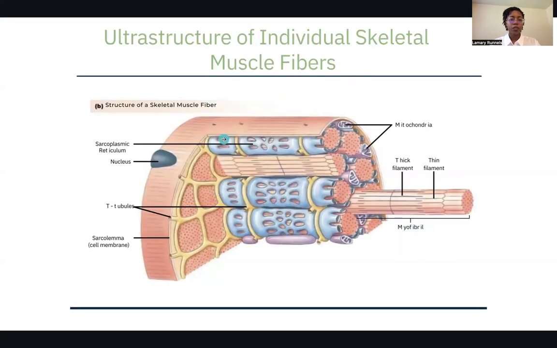Ultrastructure of individual skeletal muscle fibers. This is just a closer look at the muscle fibers. On the outside, you have your sarcolemma, and you also have your transverse tubules that lead into the sarcoplasmic reticulum. Inside of the sarcoplasmic reticulum, you have these bundles or myofibrils. And inside the myofibrils, you have thick filaments known as myosin and thin filaments known as actin.